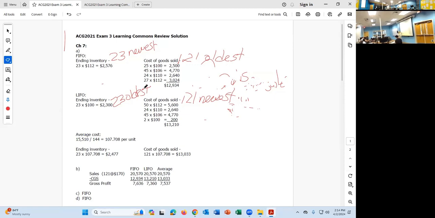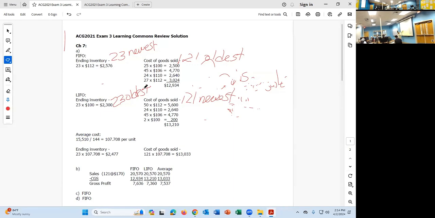The benefit of LIFO, we look at it and we go, okay, well, LIFO gives us the high cost. Why would we want to choose something that gives us a high cost? Because higher cost means lower profit, lower net income. And the only reason you would ever want to report a lower income than you would otherwise have to is to save on taxes. So the primary advantage of LIFO is to minimize your income taxes. We pay less taxes.